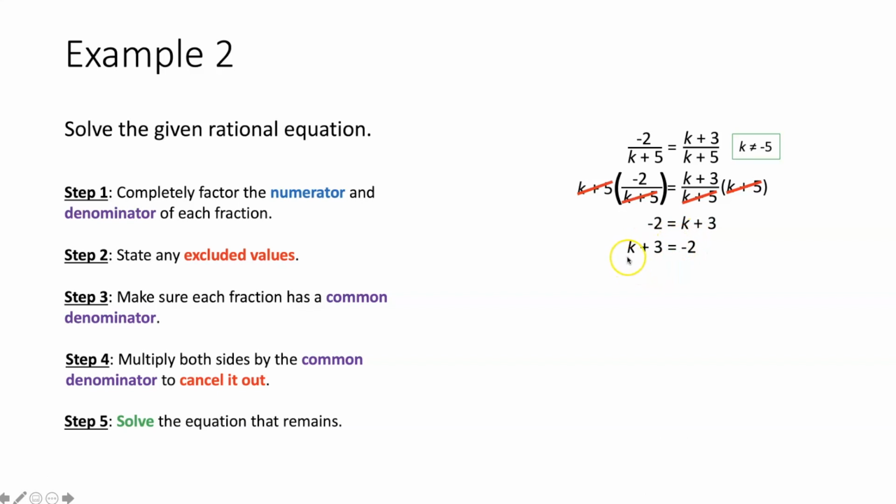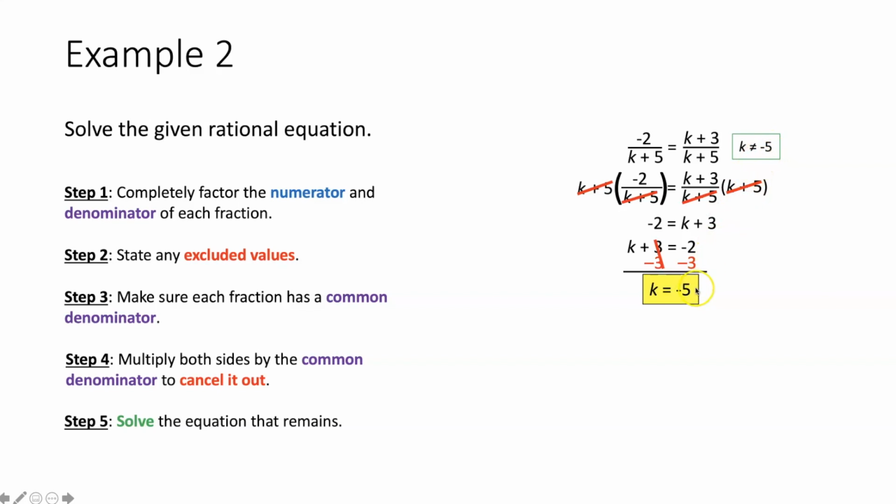Now I have my k on this side, so I just need to get my constants to the right. So this plus 3 has to go. I then subtract 3 on both sides to get rid of it. These cancel out, and I get k is equal to -5. Always at the end, check to make sure your answer is not included in your excluded values. Oh, it is this time.